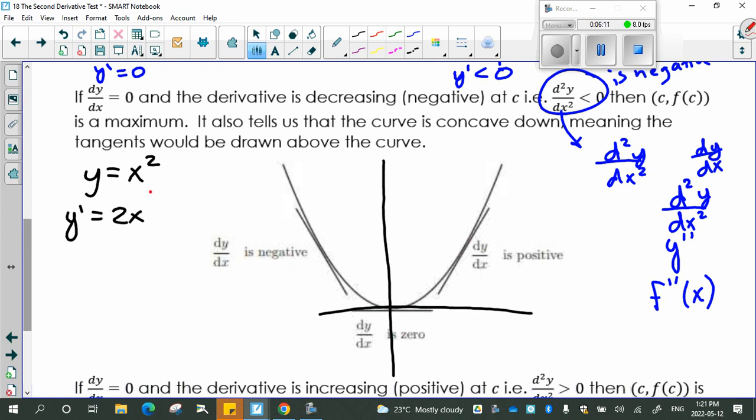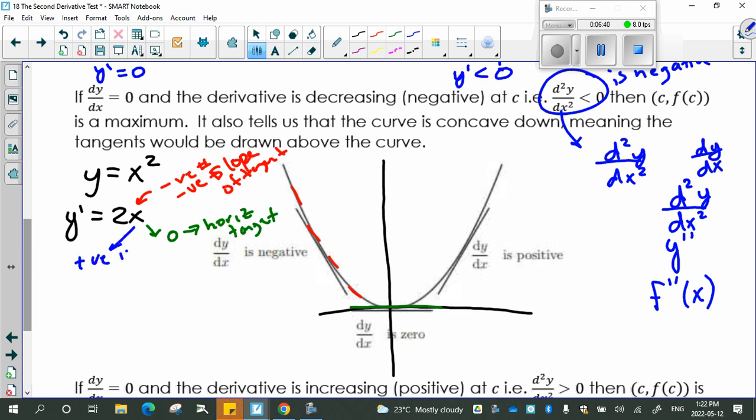Whenever I put a negative number in there, I'm going to have a negative tangent, or negative slope of tangent. Everyone agree? These are all negative. When I put 0 in, horizontal tangent, right here. And when I put a positive number in, I get a positive slope. So that's what the first derivative tells me. Okay, we're used to that.